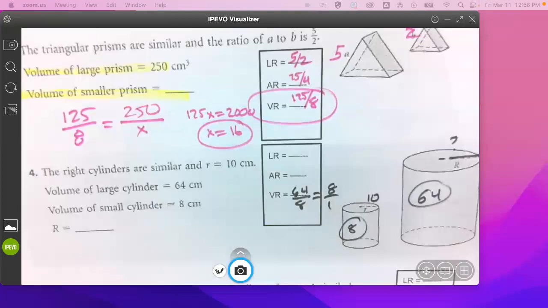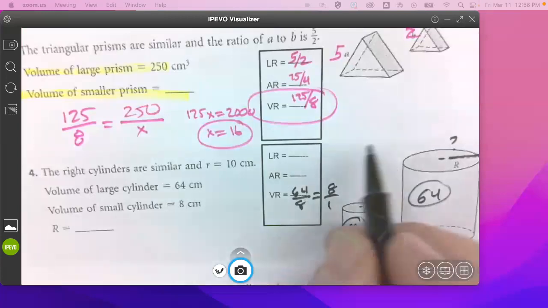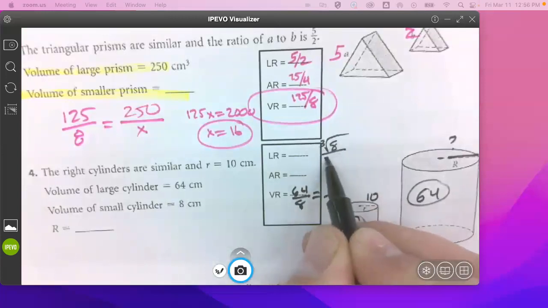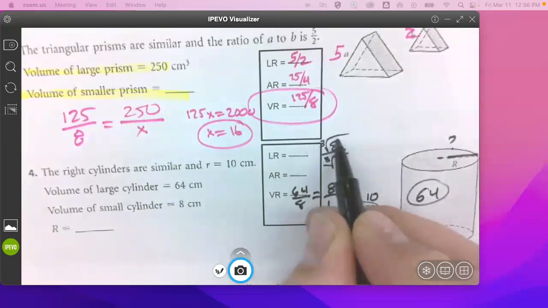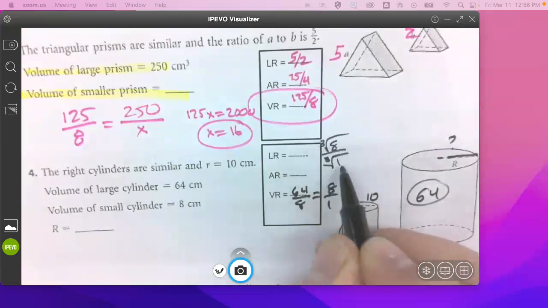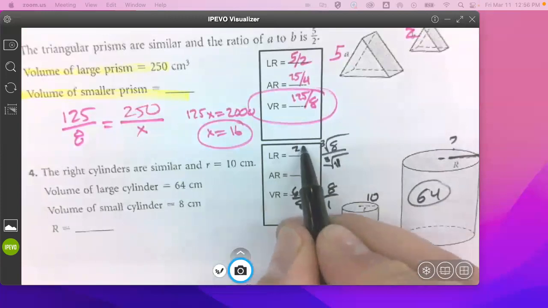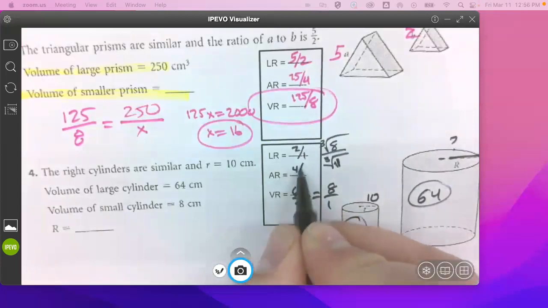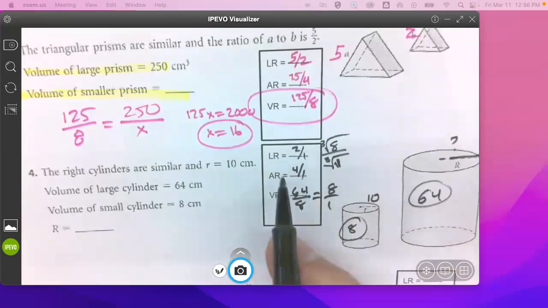If the volume ratio, which is supposed to be A cubed over B cubed, is 8 over 1, what's the length ratio? Good. I'd be taking the cube root of 8, dividing it by the cube root of 1, and I'd end up with 2 over 1. If I squared that, I'd get the area ratio of 4 over 1. And if I cubed it, it would bring me back to 8 over 1.